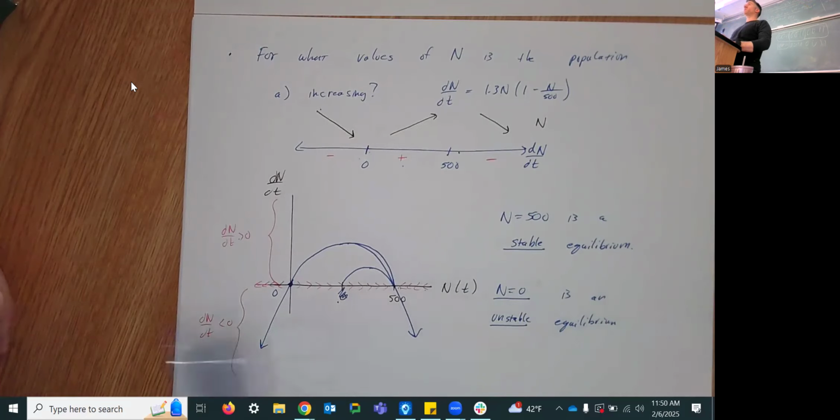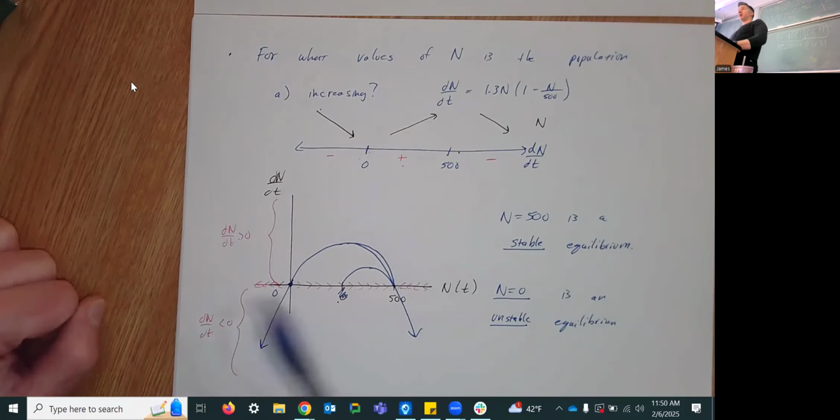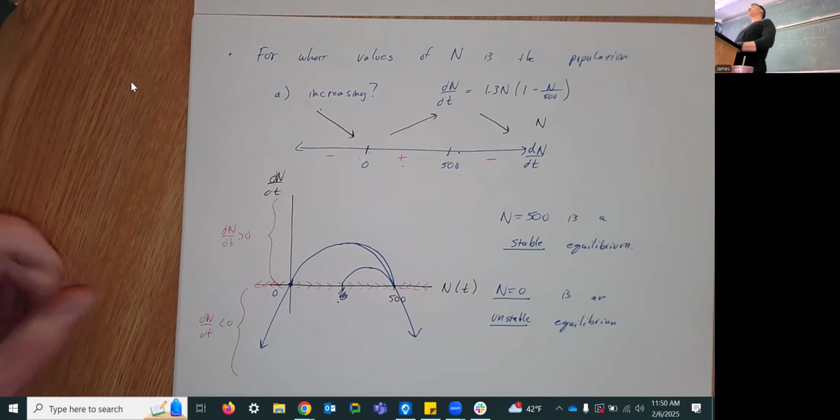And so often the question will be to find the equilibria of this differential equation and then classify whether they are stable or unstable. You can do it in this graphical way that we just showed in this example, or we'll talk about another way of doing that on Tuesday.